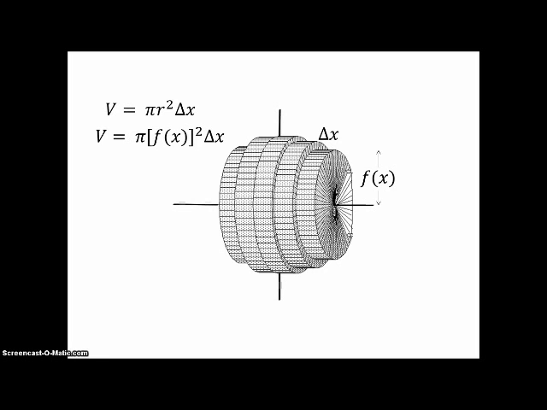Then as we let delta x go to dx, the instantaneous change along the x-axis, and the number of cylinders go to infinitely many, we end up with the integral from a to b of pi f of x squared dx, which gives us the exact volume when we rotate a curve around the x-axis.